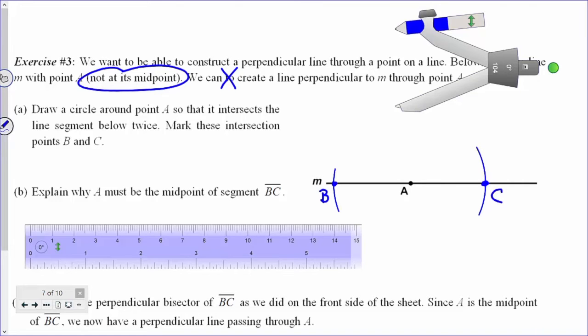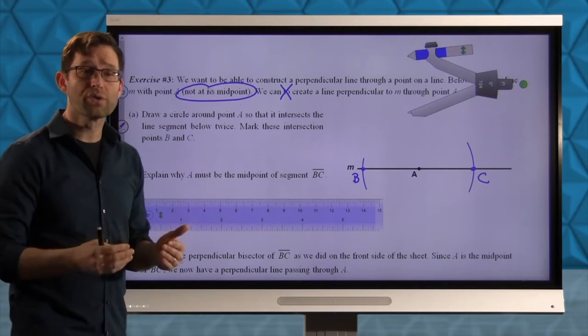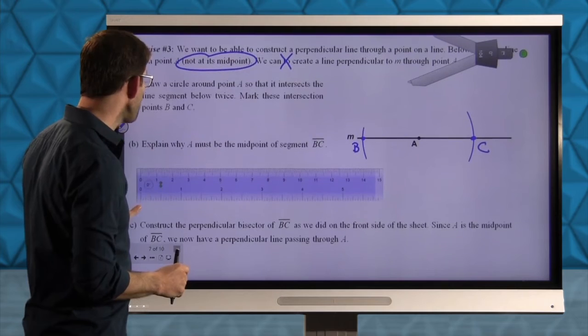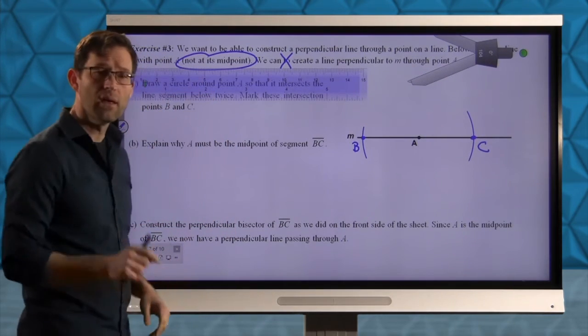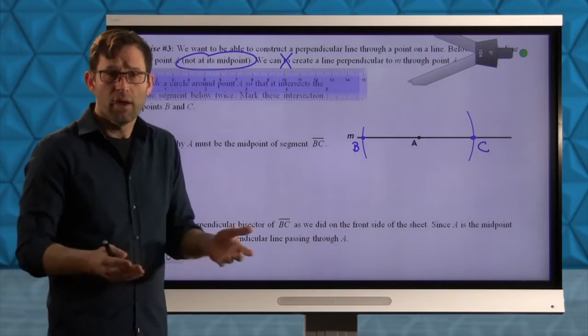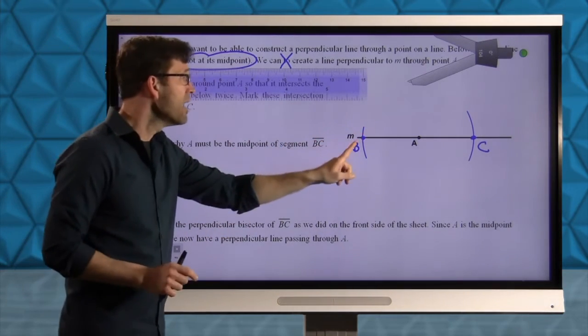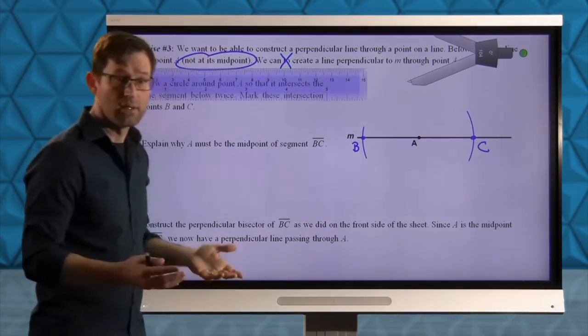and C. Now, before we finish the construction, we want to try to understand why it works as we're doing it. Letter B says, explain why A must be the midpoint of segment BC. Take a moment, pause the video, and try to write something down. Why should point A be the midpoint of segment BC? Take a moment.